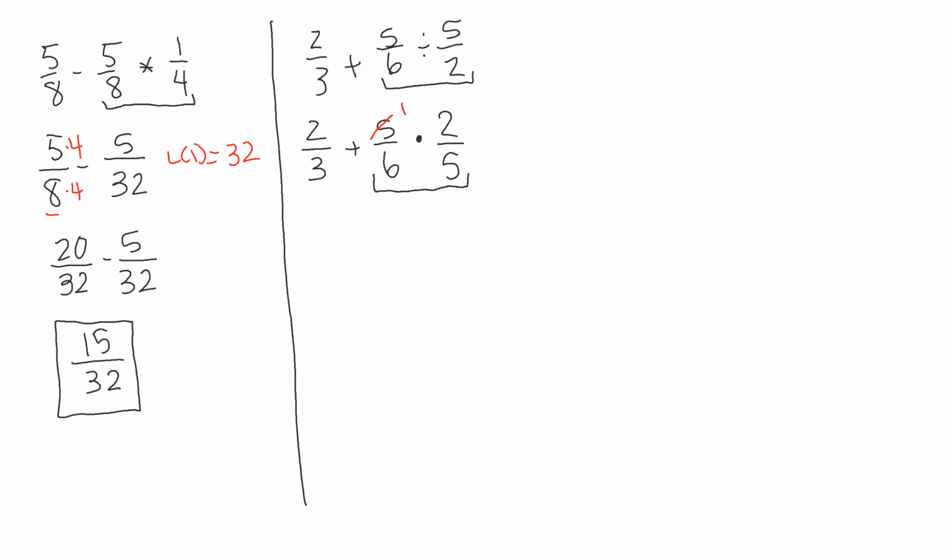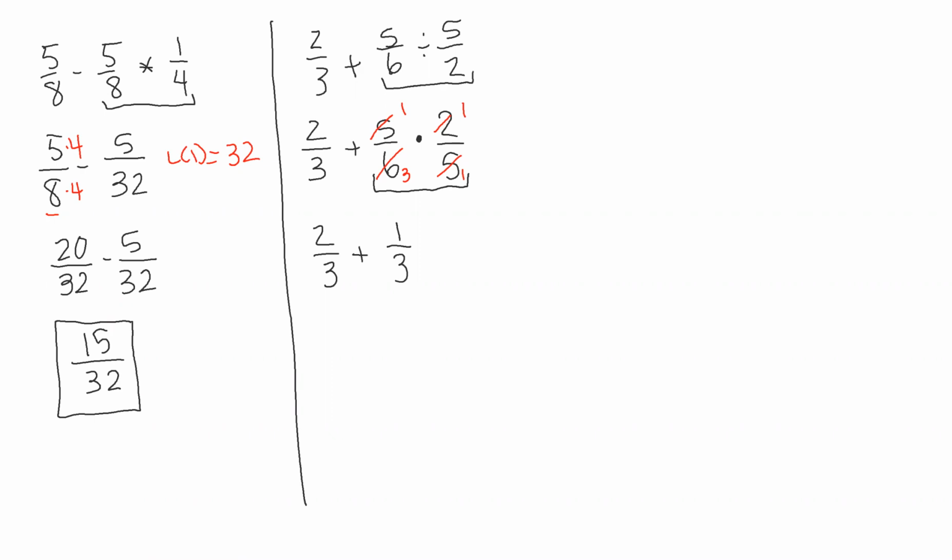5s cancel, leaving behind the little footprints of 1. 2 and 6 have a common factor of 2, so I divide each of those, 2 and 6, by 2, and I get 2 into itself is 1, 6 divided by 2 is 3. So let's clean it up a little bit. I still have my 2/3 waiting patiently to be added, but then for the multiplication, I end up with just 1/3.